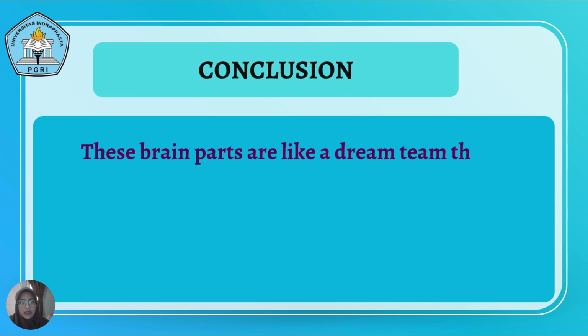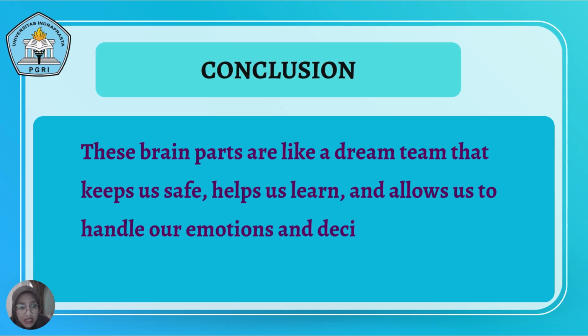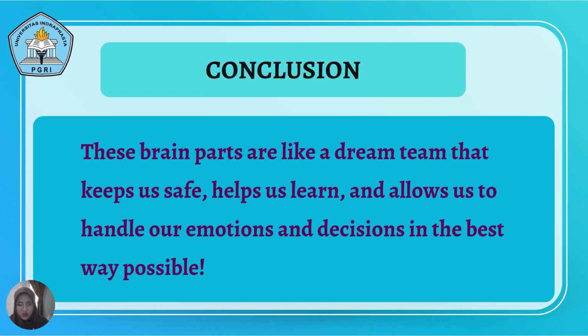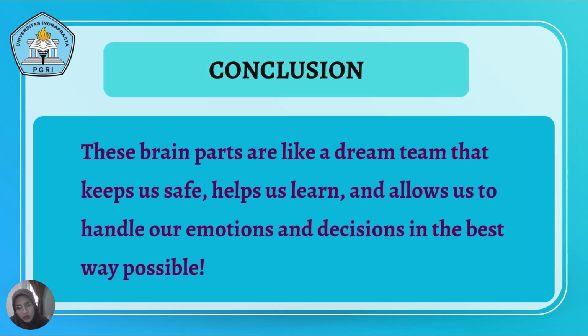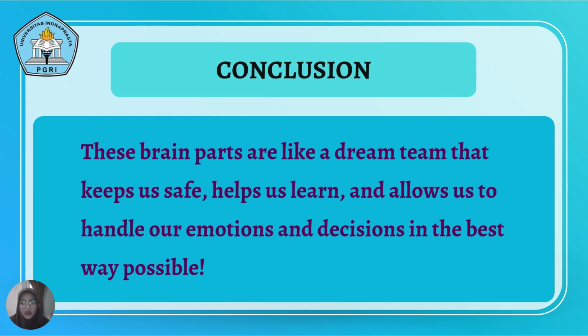And the last is the conclusion. These three brain parts are like a dream team that keeps us safe, helps us learn, and allows us to handle our emotions and decisions in the best way possible. The amygdala tells the PFC when we feel strong emotion, and then the PFC decides how to respond. The hippocampus helps us to remember how we felt and what happened so we can learn from our experiences. When we learn something new, the PFC and the hippocampus work together to store it in our memory.